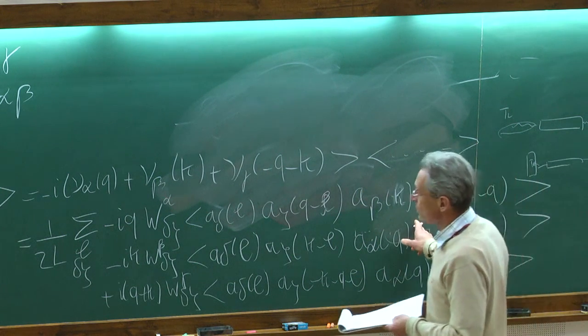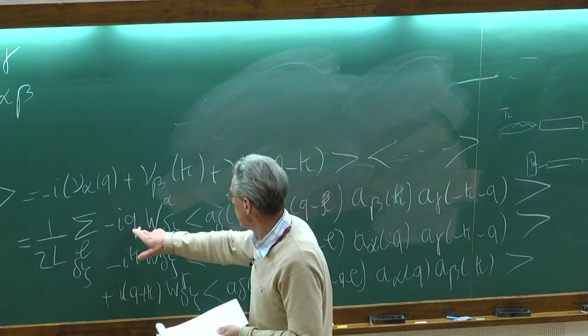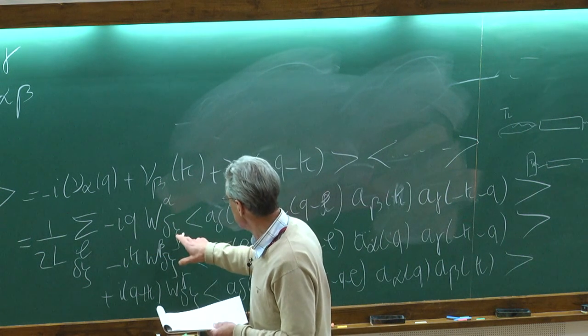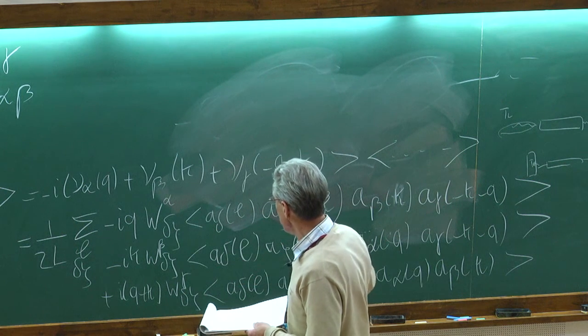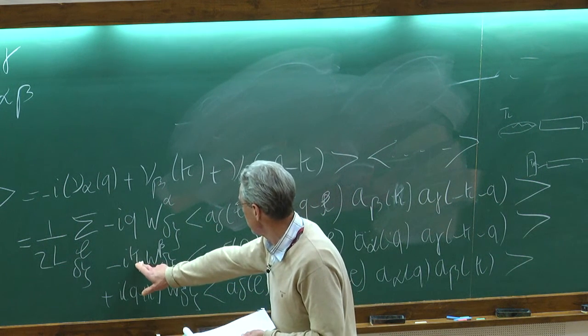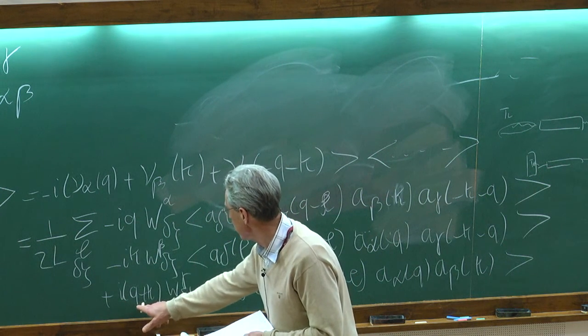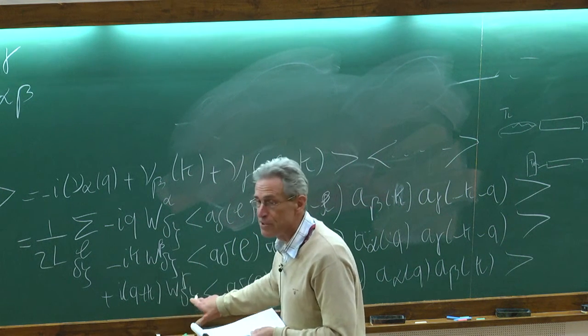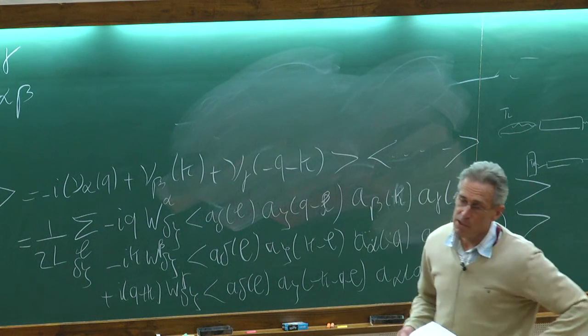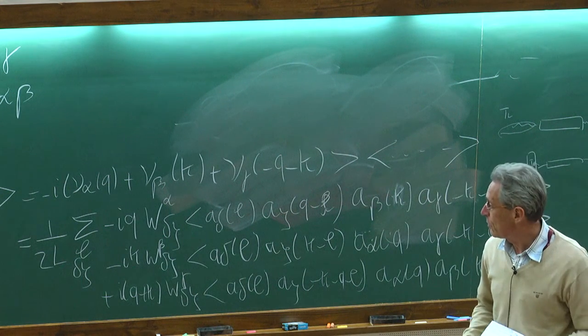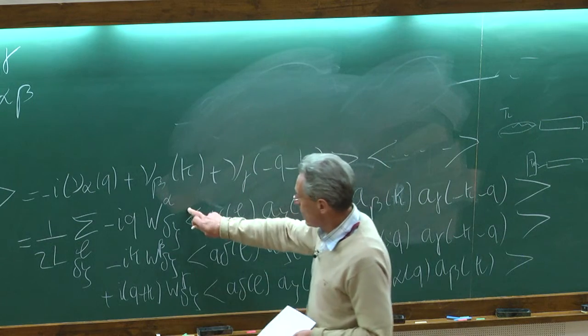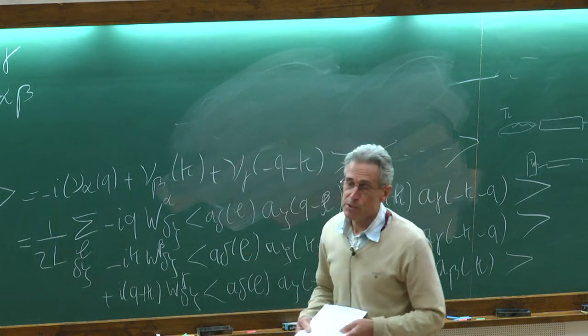So you just get minus iQW alpha delta zeta. From this you get minus iKW beta delta zeta, and here you get plus i(K plus Q)W gamma delta zeta. And that has to hold for each K and Q. And so you see it can only work if indeed all these W's are equal.